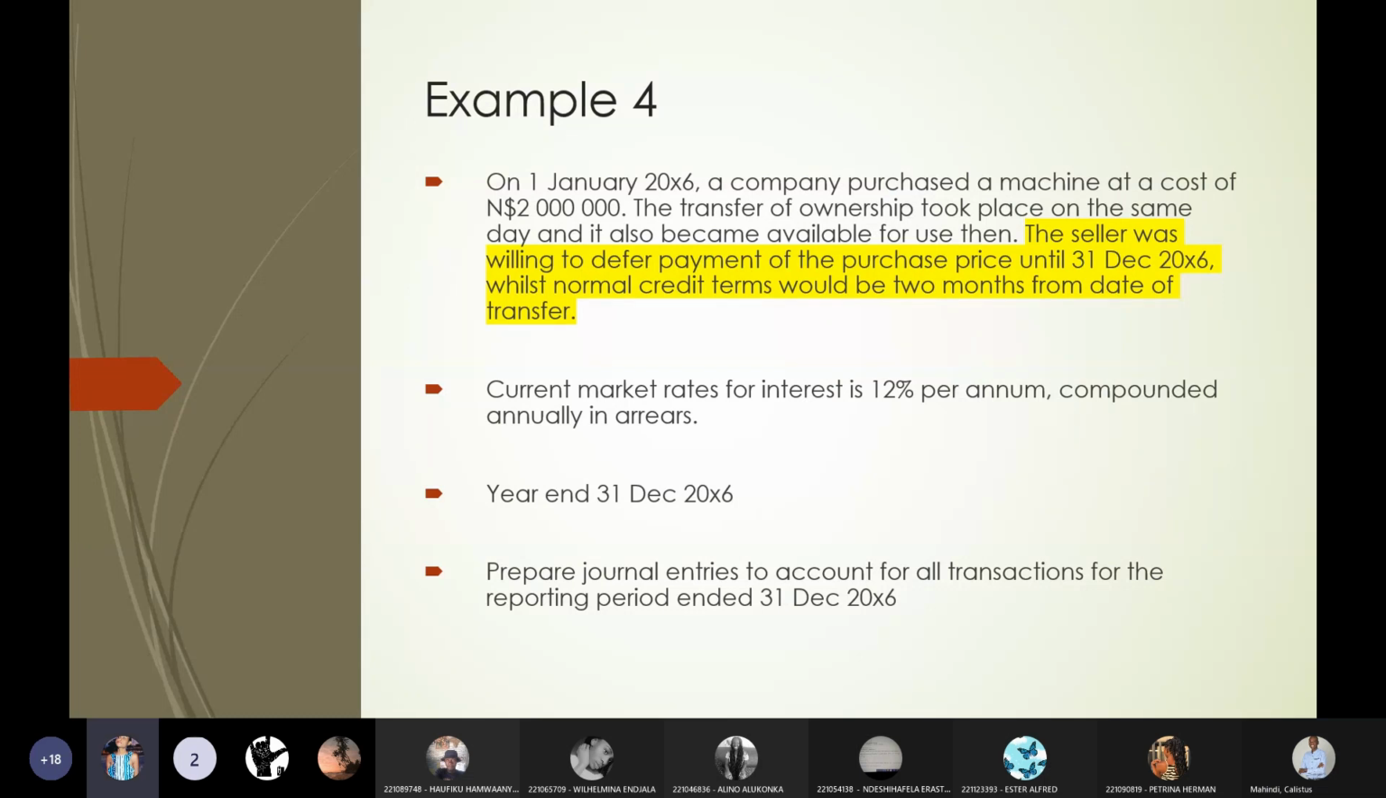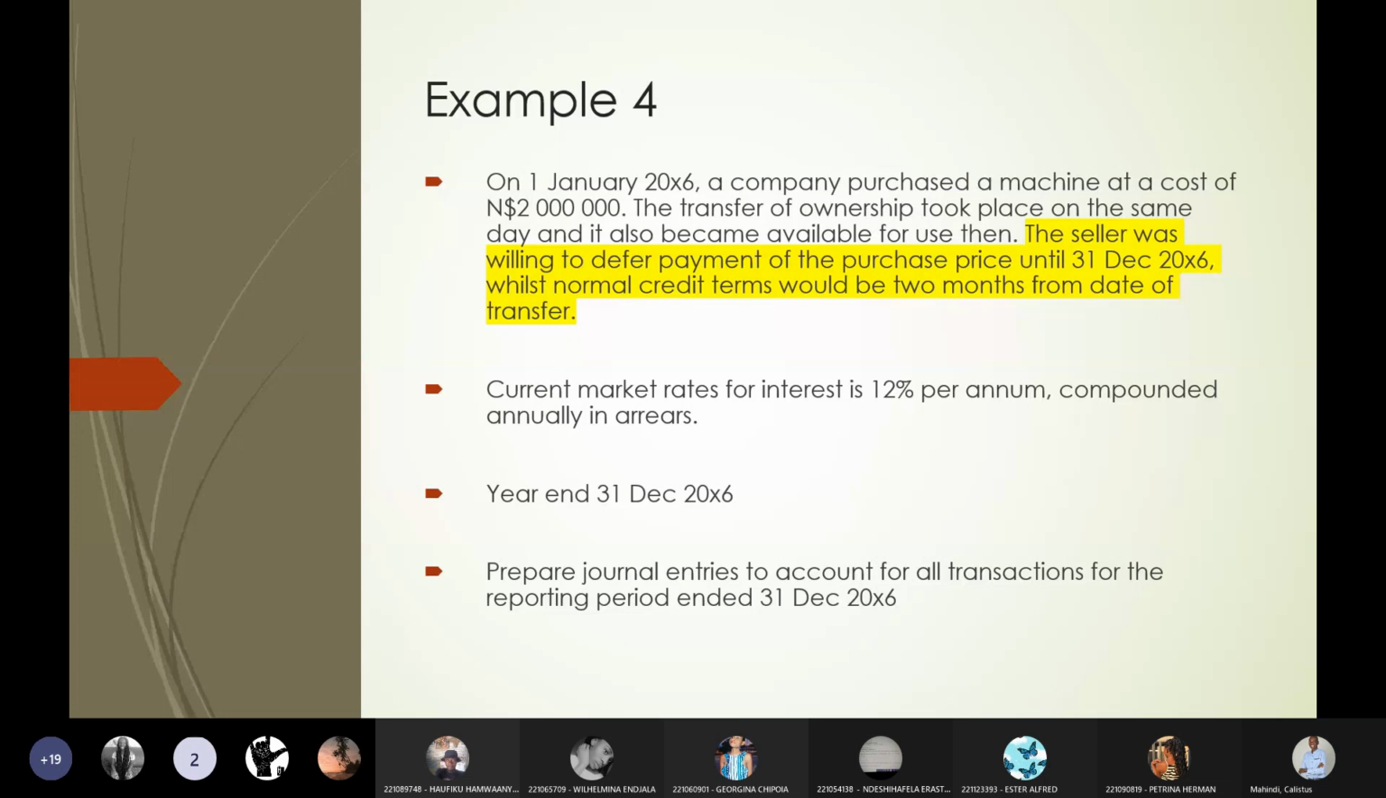March, on 1st of March, right? Because that is 2 months after the purchase date. So under normal credit terms, they would have had to pay for the machine on 1st of March. But now they're paying for the machine on 31 December. So what is the period between 31 December and 1st of March? How many months are there?